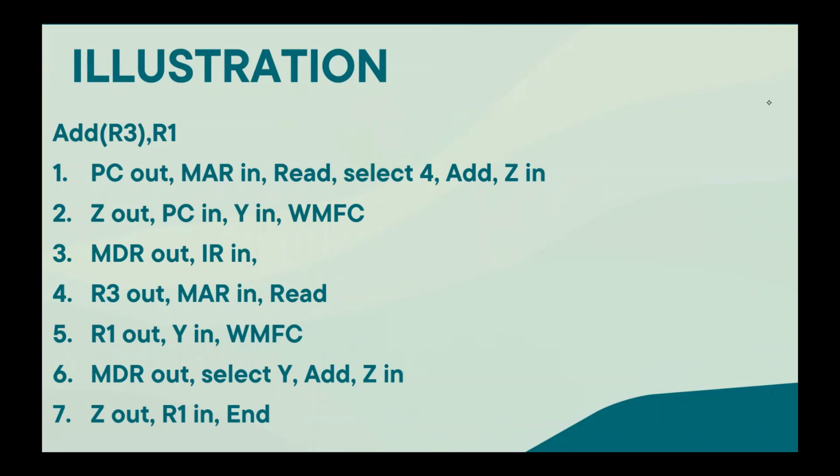And in the 7th step, it is Z out, R1 in, and after that End. The data from Z is transferred to register R1 and stored in the R1 register. After that, the execution ends. And whenever we write the End statement, it will initiate the execution of the next instruction.